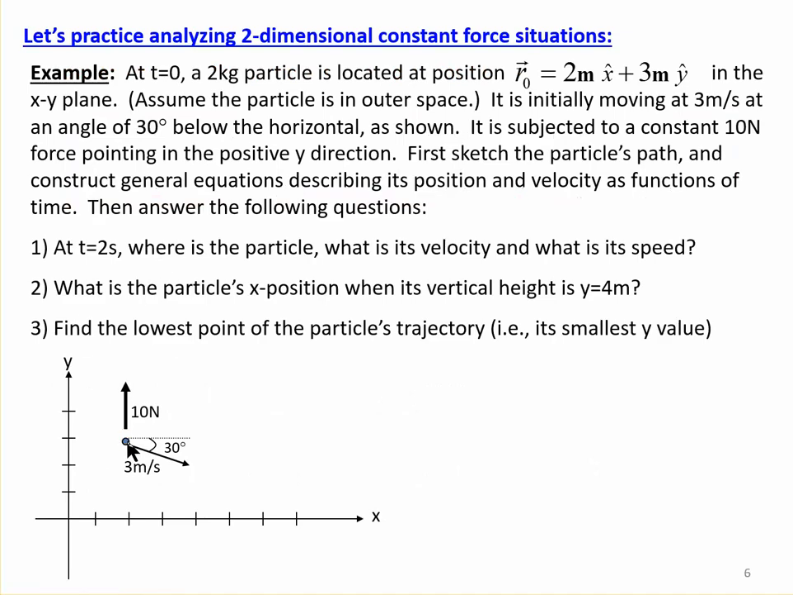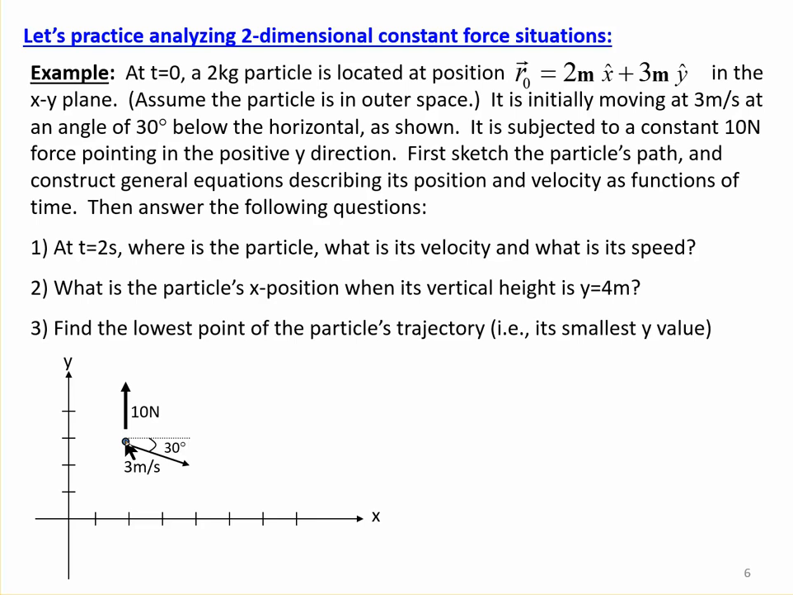Imagine we have a particle. Here it is. It's a 2 kilogram particle. It's in outer space, and we're going to monitor its motion. At time 0, the particle is located right here, namely at the position 2 meters along the x-axis and 3 meters along the y-axis. So its initial position vector is 2 meters in the x, 3 meters in the y direction. The particle is initially moving at 3 meters per second in this direction, namely at 30 degrees below the horizontal. So it's initially moving along this line here, that's its initial velocity.